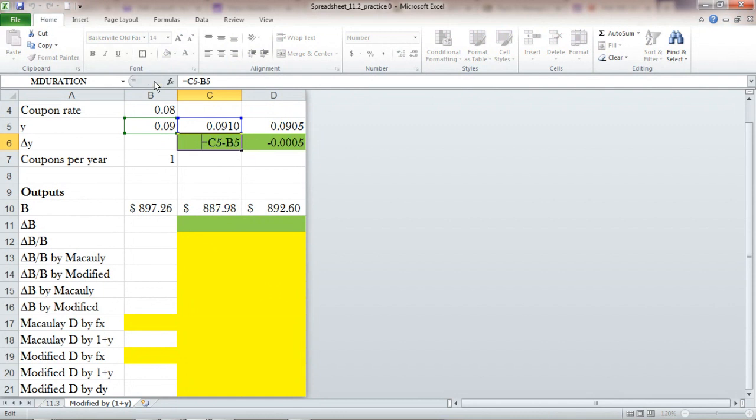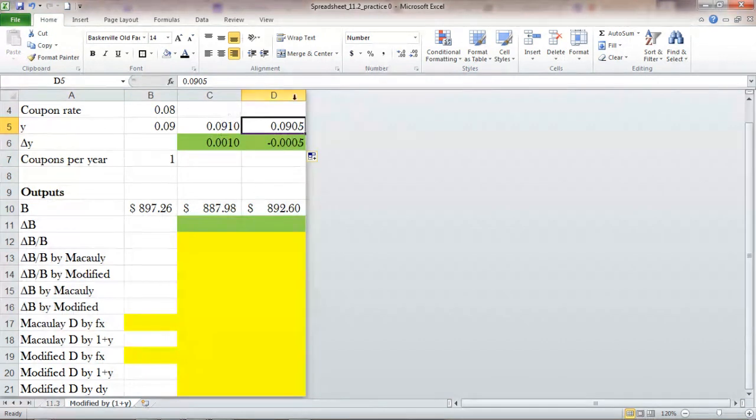You drag it to the right. So basically, this is time zero, time one, time two. This is the interest rate at time zero, time one, time two, and we are predicting that the interest rate will change like this. At first, it will go up by 0.1% and go down by 0.05%.